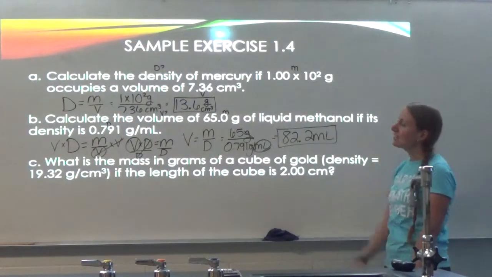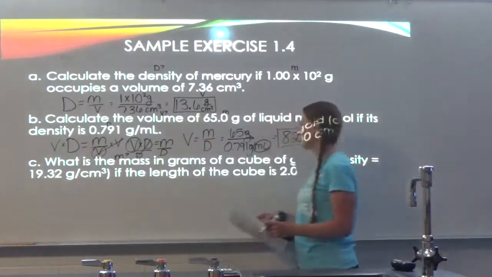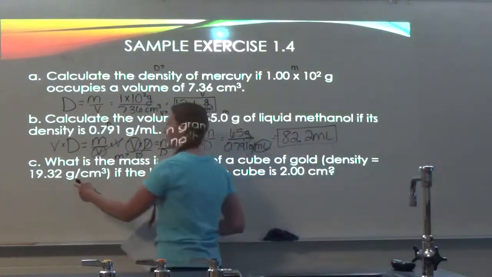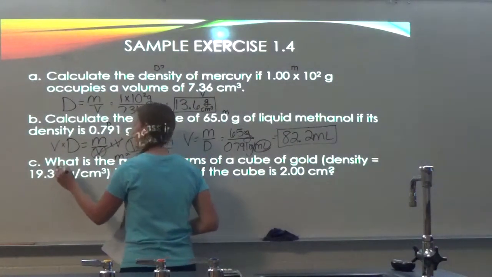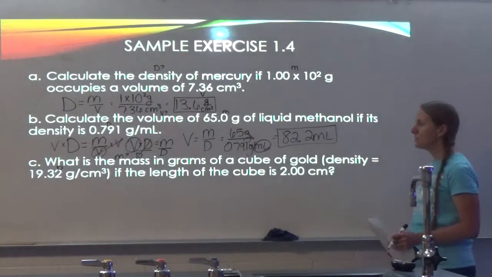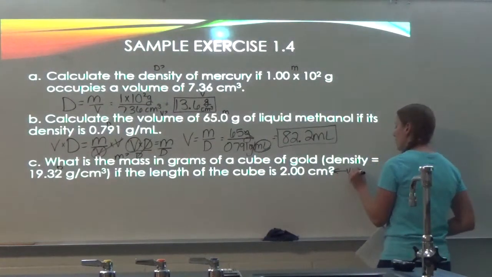So part C, it says what is the mass in grams? So this time I'm solving for mass. Of a cube of gold, the density is 19.32 grams per centimeter cubed. So there's my density. If the length of the cube is 2 centimeters. So I'm going to have to use that to get my volume.